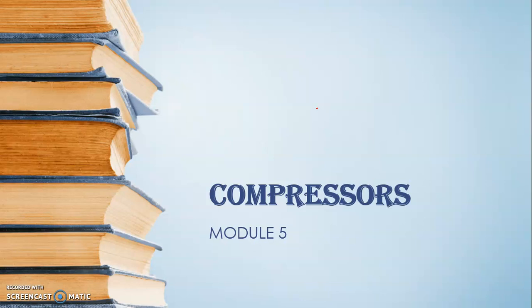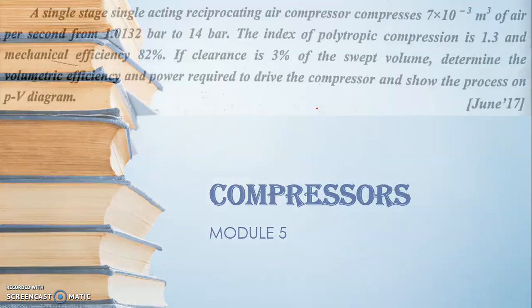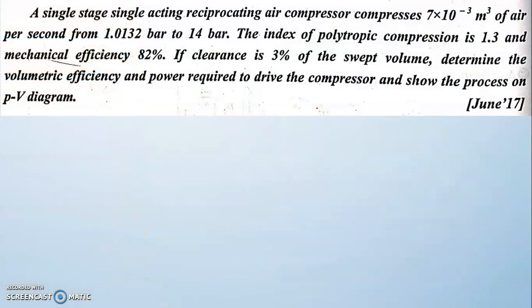So we will start the problem with a previous university question, a question asked for the KTU in the year 2017. A single stage single acting reciprocating compressor compresses 7 into 10 raised to minus 3 meter cube of air per second, that is VA is given as 7 into 10 raised to minus 3 meter cube per second.